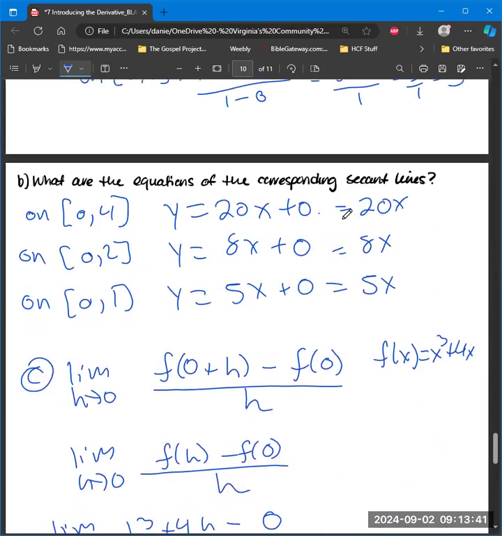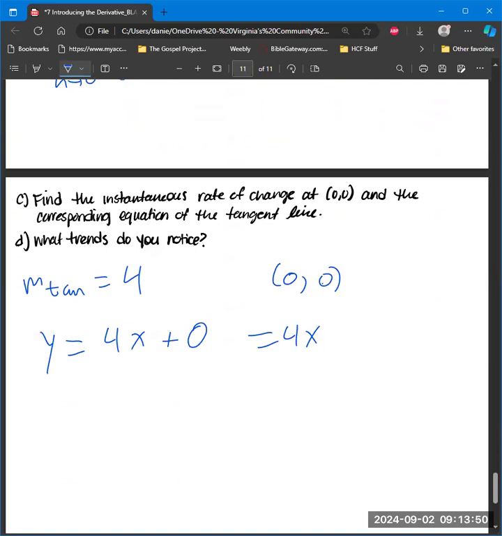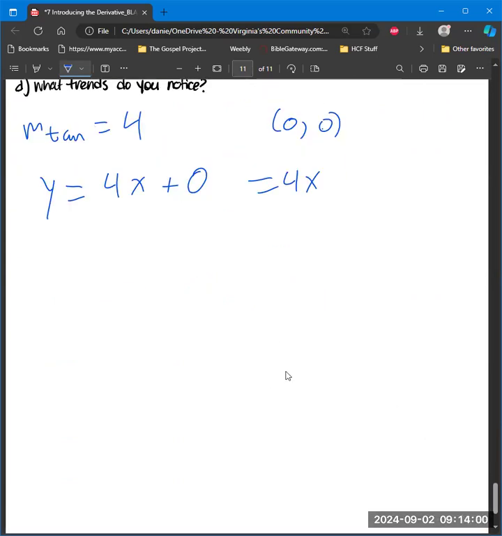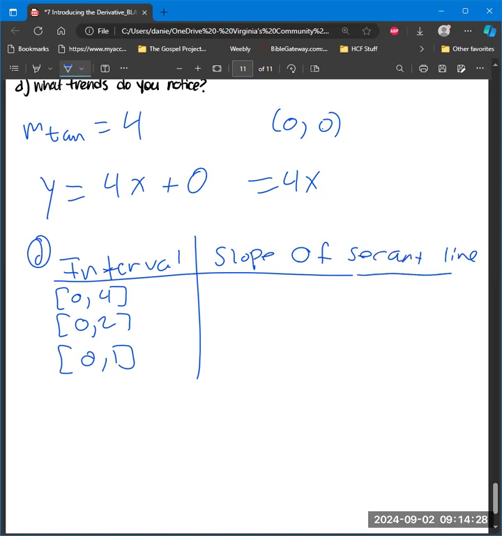And I can see that my slopes here were tending towards the slope of my tangent line for D. So if I look at that chart there, I can see that on the interval 0 to 4, then on the interval 0 to 2, on the interval 0 to 1, the slope of my secant line, as h was getting closer and closer to 0 as I come down here, was approaching the slope of my tangent line, which was 4, as I come down this way.